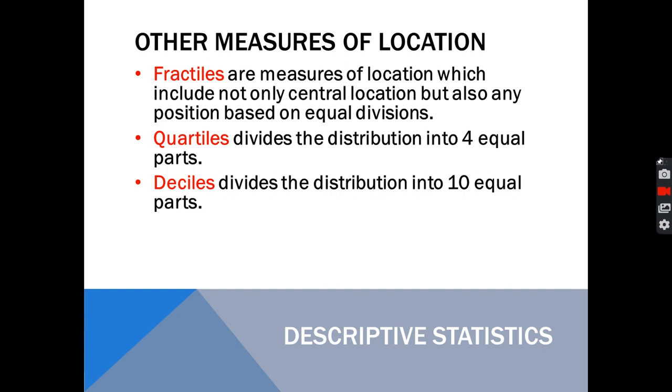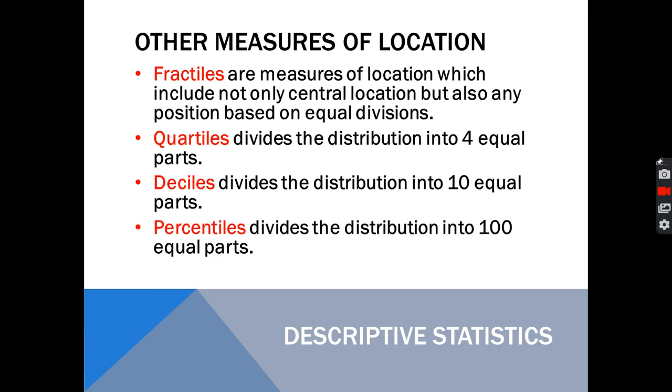Another one is the deciles. So the deciles divides the distribution into 10 equal parts. So for example, first decile is 10%. The second decile is 20%, and so on. The last one is the percentiles. So percentiles divides the distribution into 100 equal parts. Here we can have 1%, 2%, 3%.